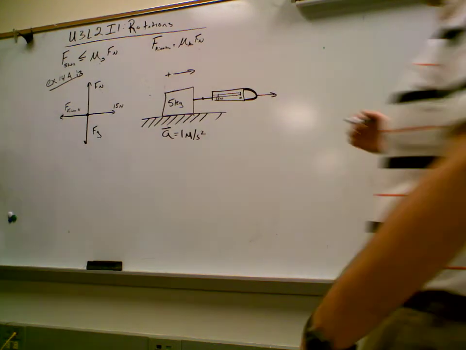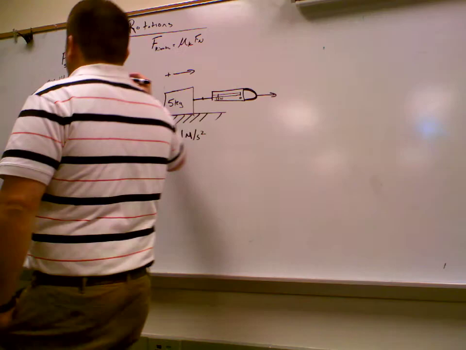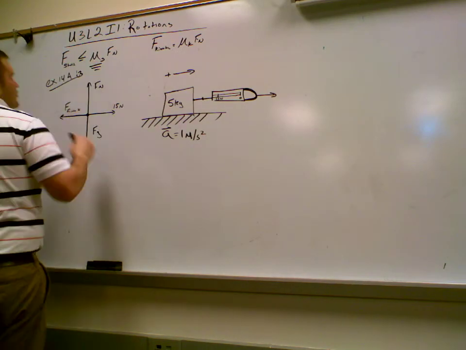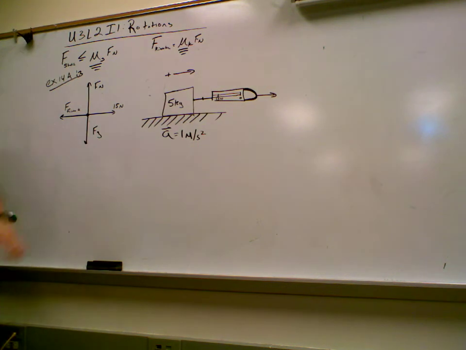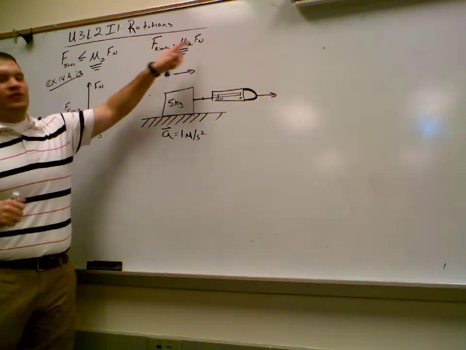So if I want to find my coefficient of kinetic friction, that's this mu, in my kinetic friction equation. That's what I need to find. In order to find that, what's the first thing I need to do? Find Fn. We need to find our normal force. That's part of my equation, right?